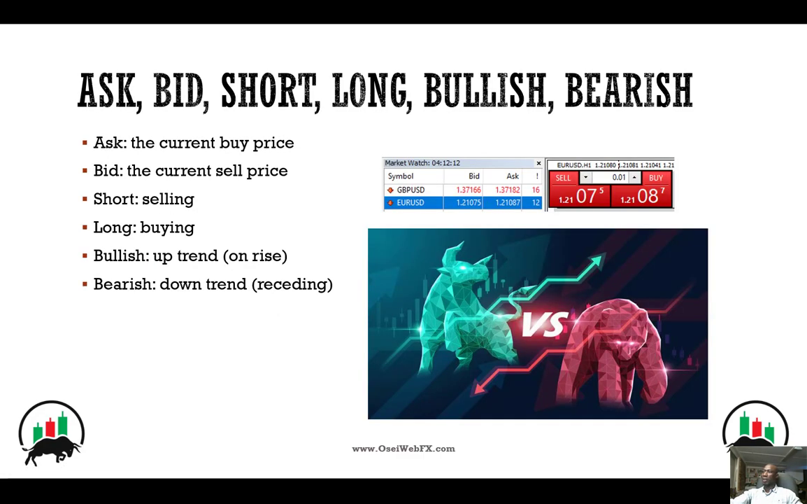Ask is the current buy price, and bid is the current sell price. Short is selling, long is buying, bullish, uptrend or on the rise, bearish, downtrend or receding. And as you can see, ask, buy, bid, sell.